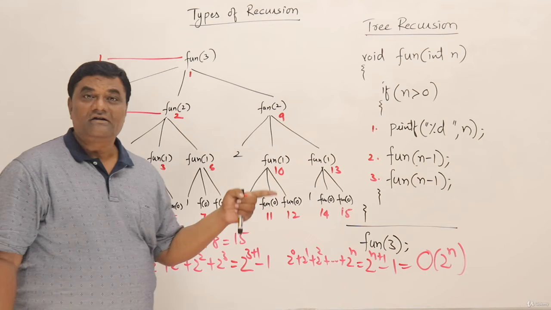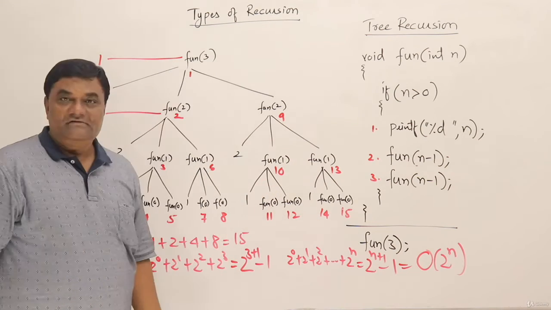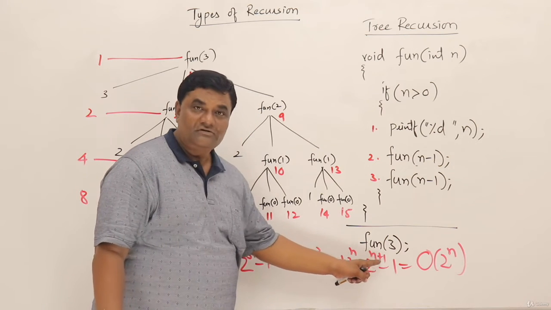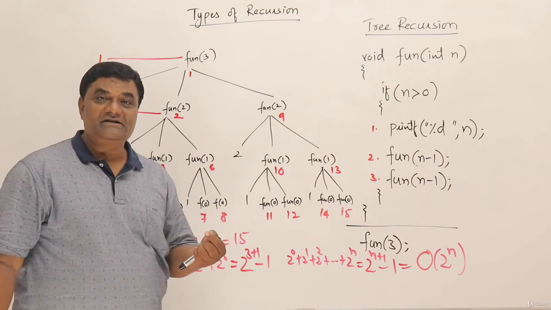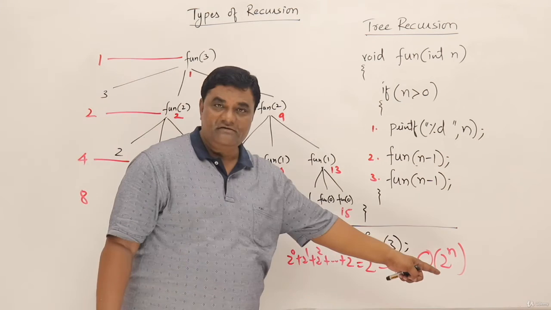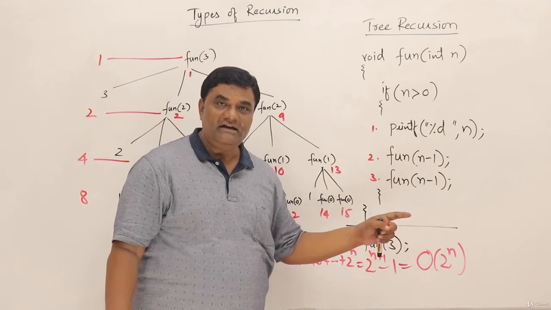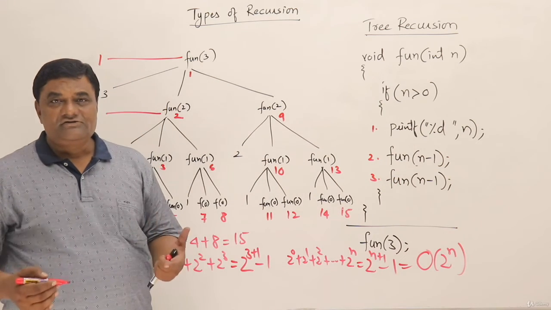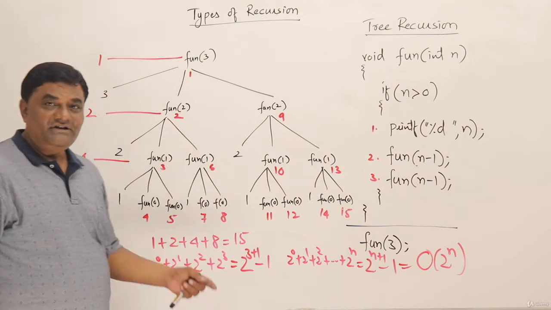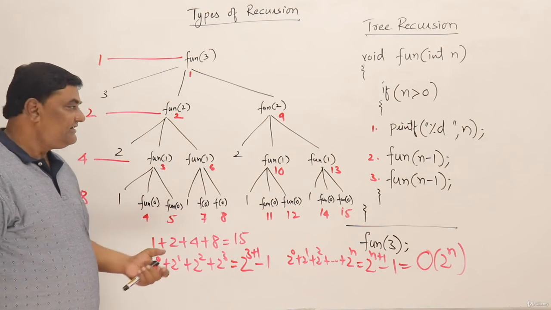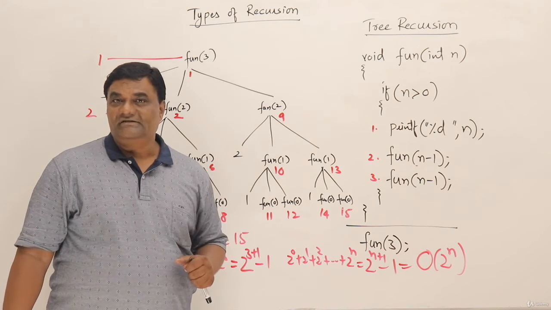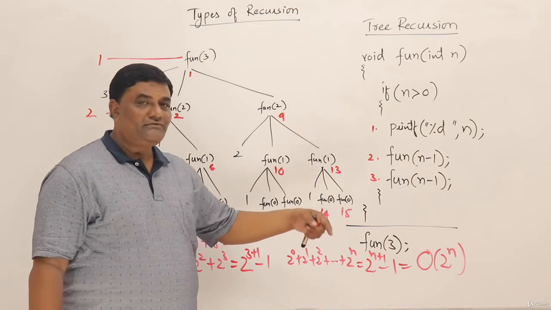So total 2 power n calls are made. If I substitute the value of 3 here, so 2 power 3 plus 1, 4, 2 power 4 minus 1, that is 16 minus 1, which is 15. So for any value of n, the number of calls will be order of 2 power n. So that's all. We have seen what tree recursion is, and we have taken one example, and we have seen how the tracing tree is generated and how the calls are made, how the stack is used, and what the time complexity is. So for this example function, it was 2 power n.